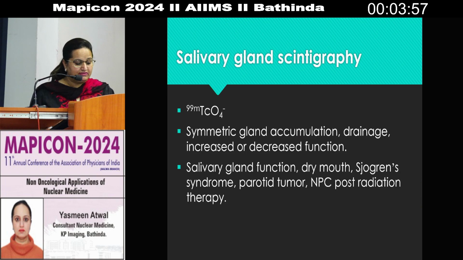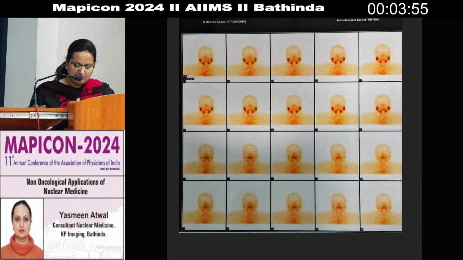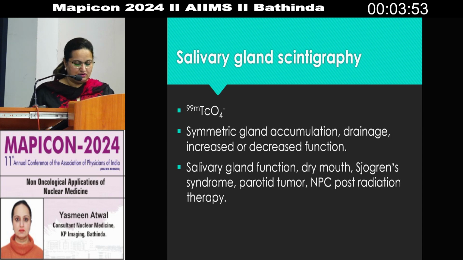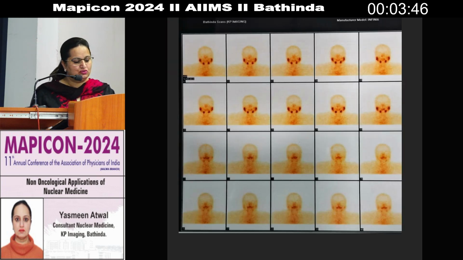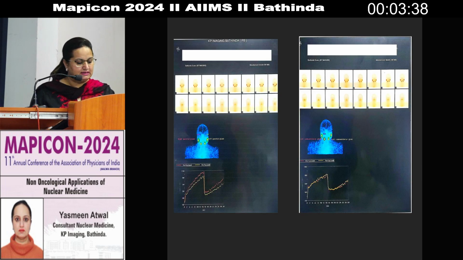We also do the salivary gland scintigraphy. In cases like dry mouth, Sjogren's syndrome, parotid tumor, post-radiation therapy, especially in the head and neck cancers. So the first 2 rows are the normal uptake of the submandibular and the parotid glands, whereas the last 2 rows are after lemon stimulus when the activity has been secreted.